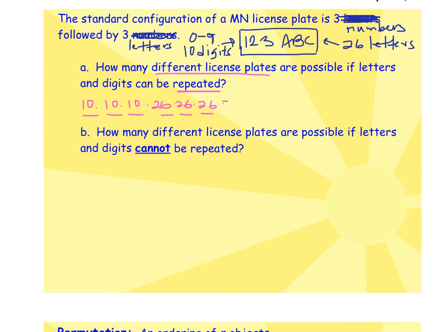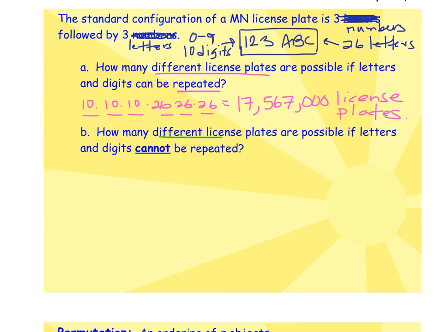Go ahead and enter that into your calculator right now. 10 times 10 times 10 times 26 times 26 times 26. There are over 17,576,000. That's how many different license plates could be made. And that's not even including specialty license plates or anything like that. That's just including plain letters and numbers. But it's modified when we cannot repeat.